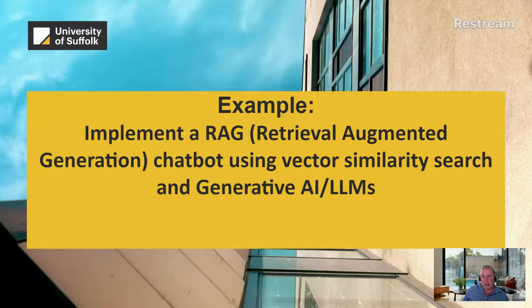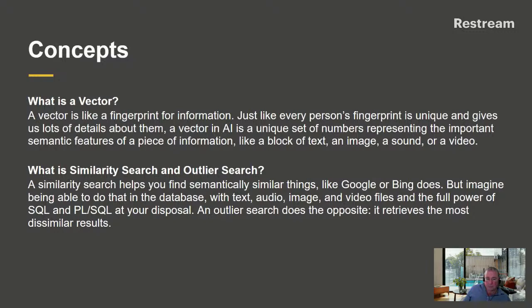All right, so I'm now going to discuss the example, which is implementing RAG, one of the things available for the Oracle database. It's a retrieval augmented generation chatbot using vector search or vector similarity, and then putting it through generative AI LLMs to create your chatbot. I've got slides with a lot of text, but I need to describe what these things are.